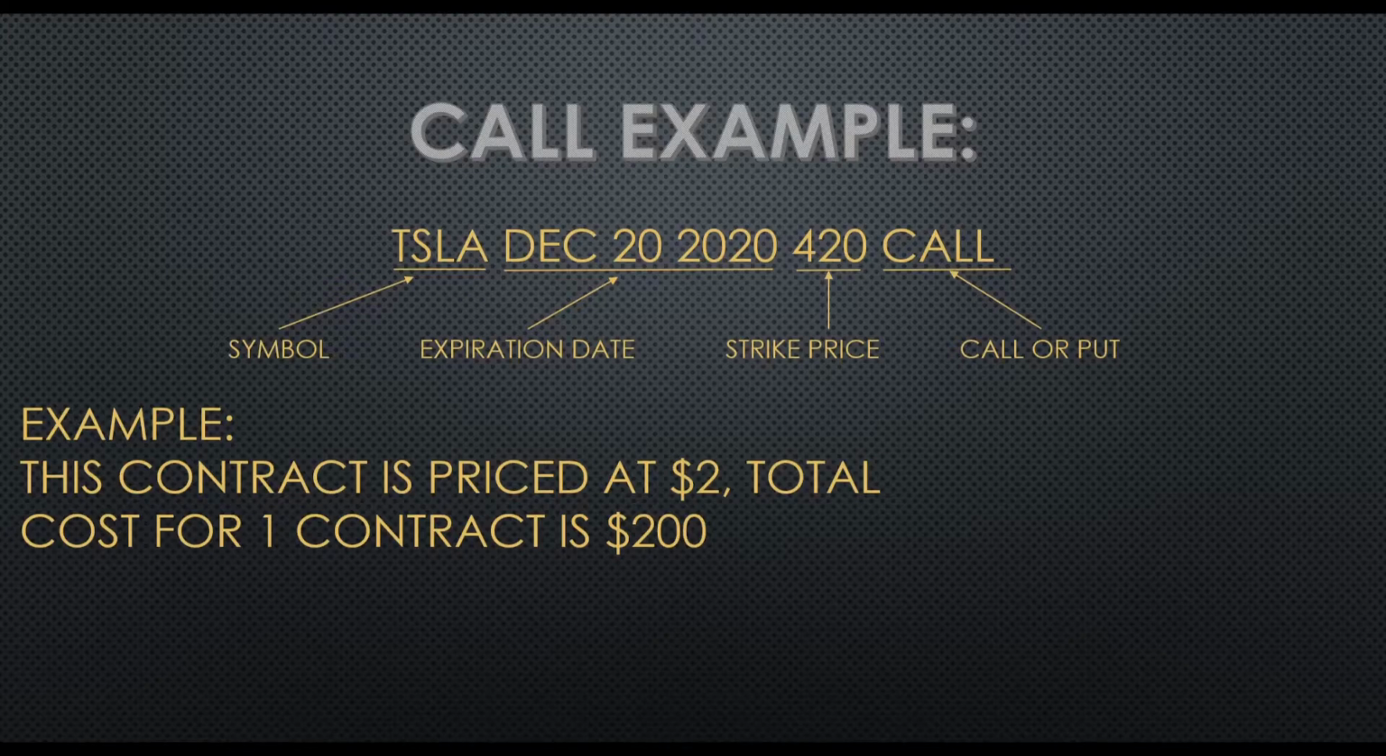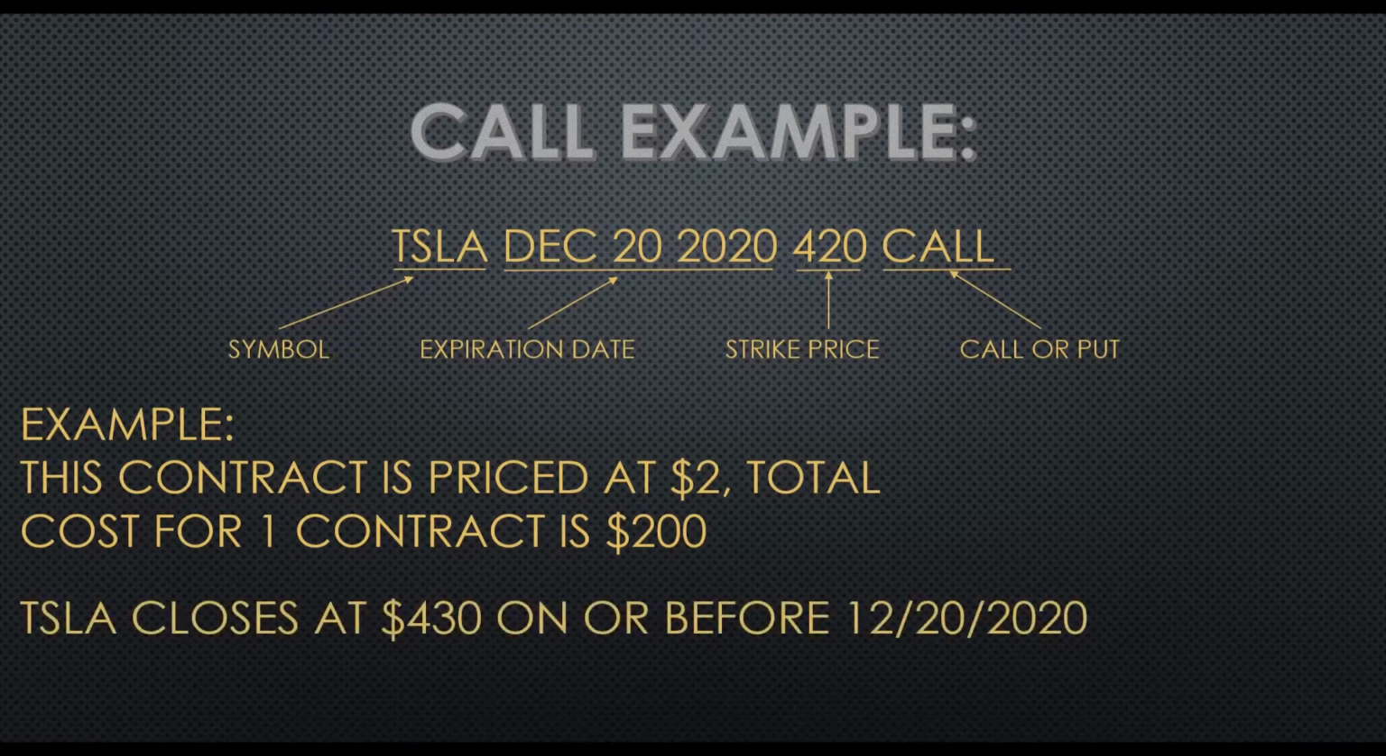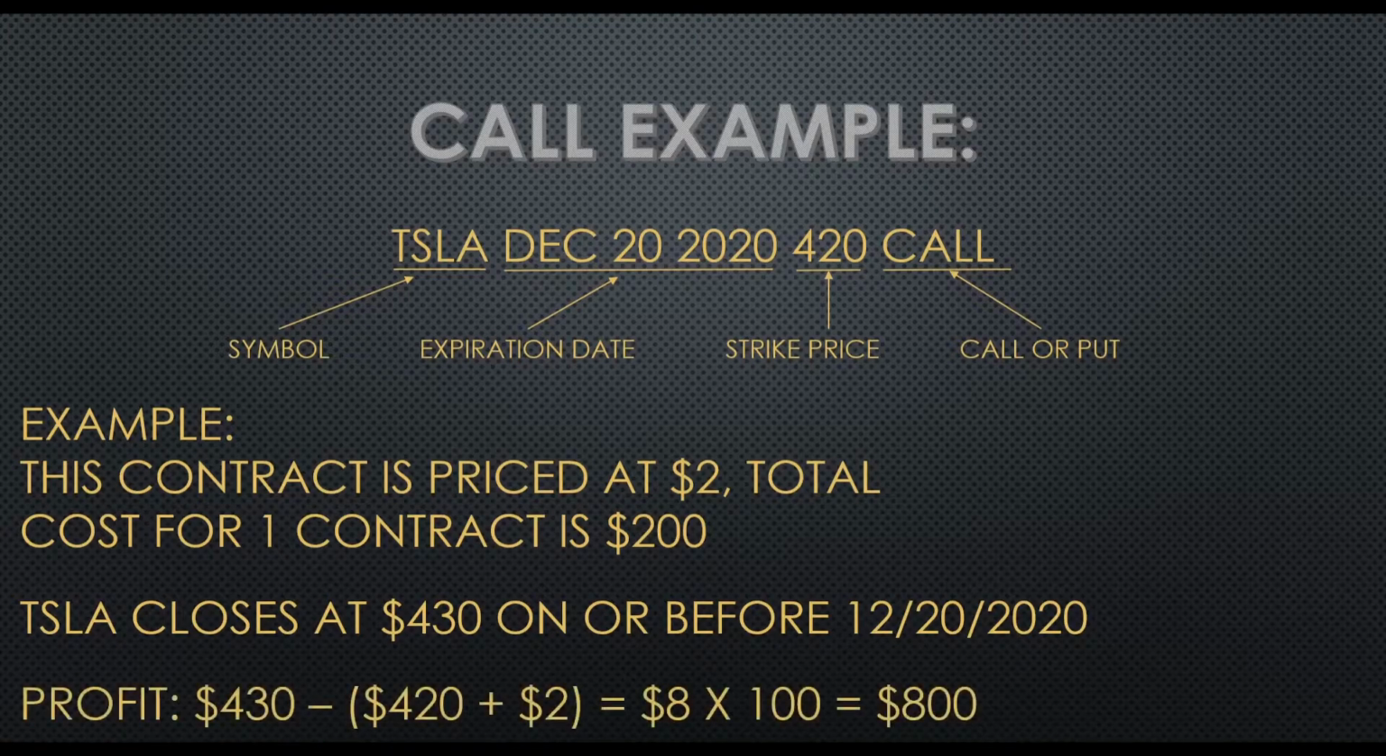So how do I make money with this? Let's say Tesla closed at $430 on or before 12/20/2020. So the total profit I would take is 430 minus 420, the strike price, minus the cost of the contract. This equals $8 per share. And each contract is 100 shares. So I multiply that by 100, so the total profit is $800 for this example.